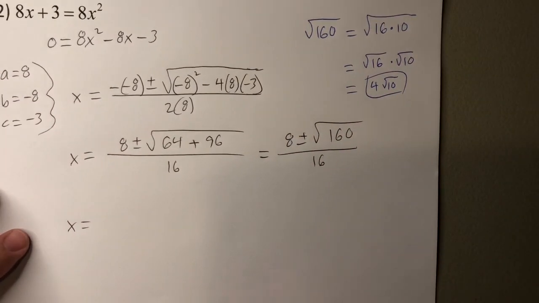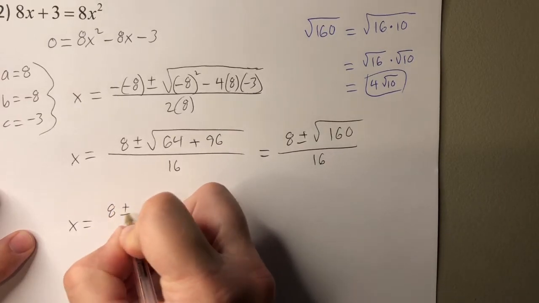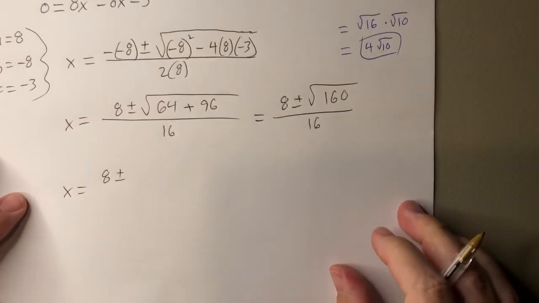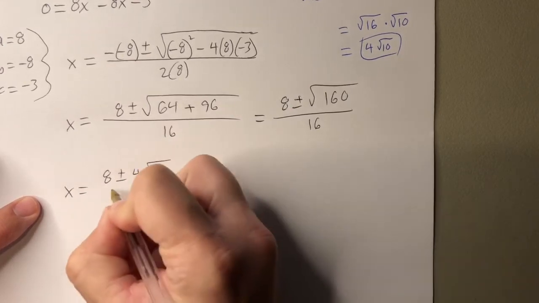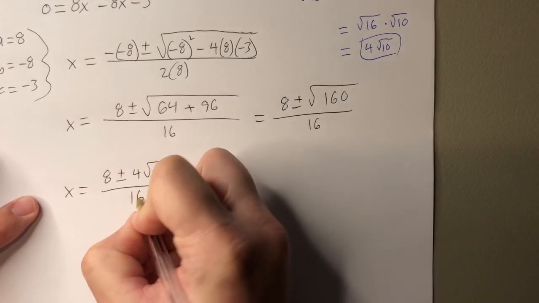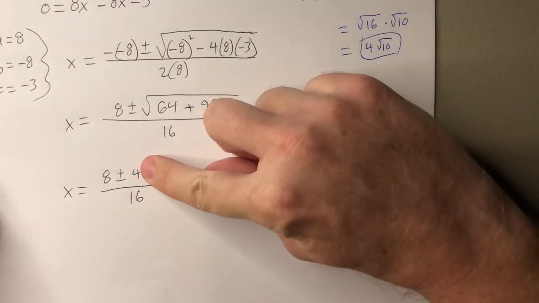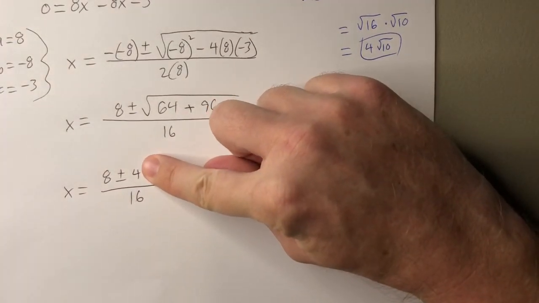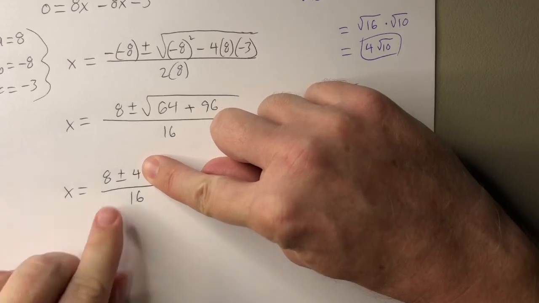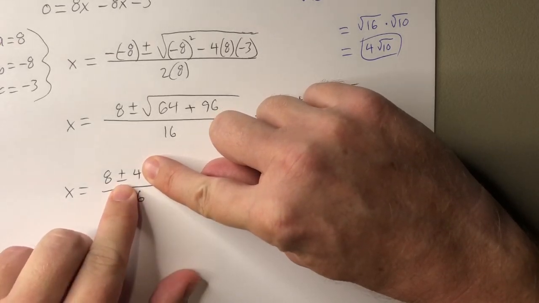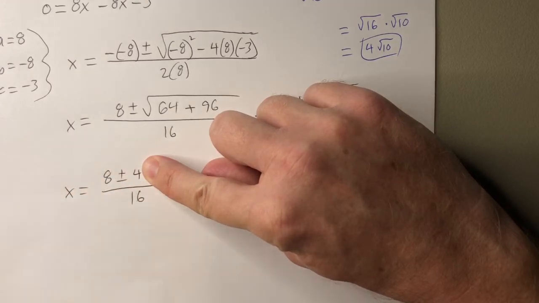All right, so that's my next step. I'm going to write down 8 plus or minus this in simplest radical form, which we just came up with right there. All right, once we're to this point, that radical 10 is set. It's not going to change. Look at the numbers in front, okay? I keep them all together. If you want to break this down into two distinct fractions, you can, but I just keep them all together.